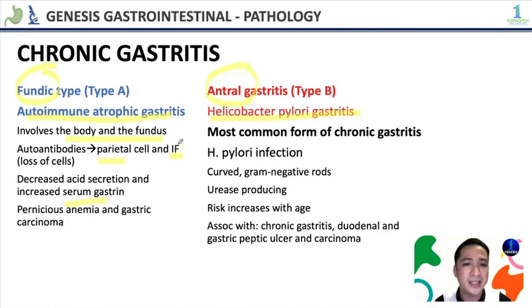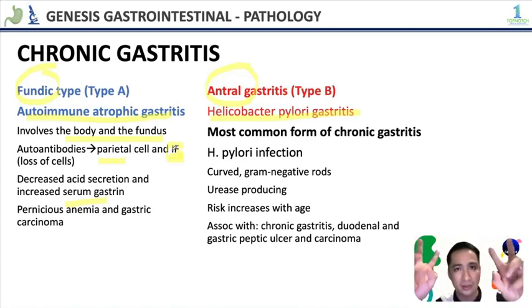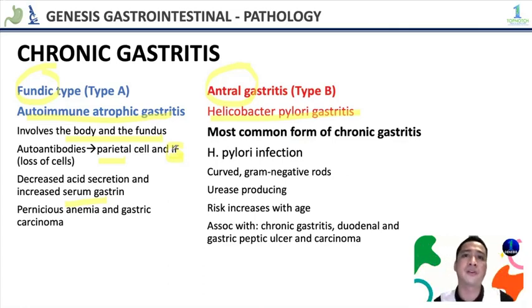Hypergastrinemia. If the patient is lacking intrinsic factor, remember intrinsic factor is very essential for the absorption of the extrinsic factor, also known as your vitamin B12. Remember in physiology, this is absorbed in the terminal part of the ileum. If the patient fails to absorb vitamin B12, remember that B12, your cyanocobalamin, is important for DNA synthesis. So without the DNA, usually this patient will present with a megaloblastic pernicious type of anemia.